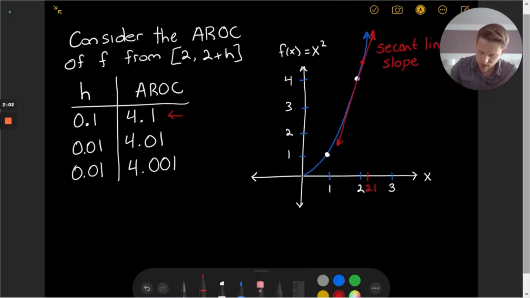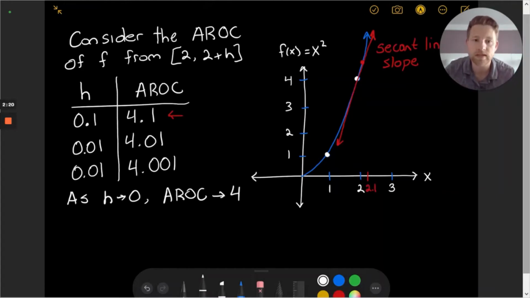So we can write a statement that looks like this. As h goes to 0, or gets smaller and smaller and smaller, we could say that the average rate of change goes to 4. In other words, the secant line slope converges to 4 as h goes to 0.